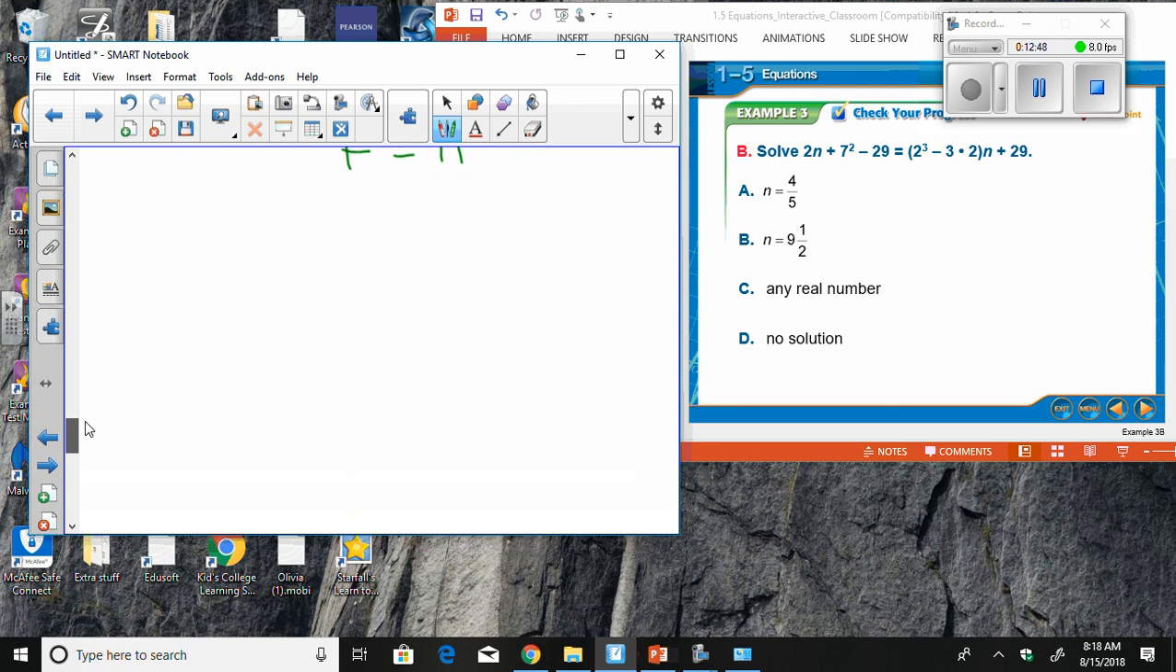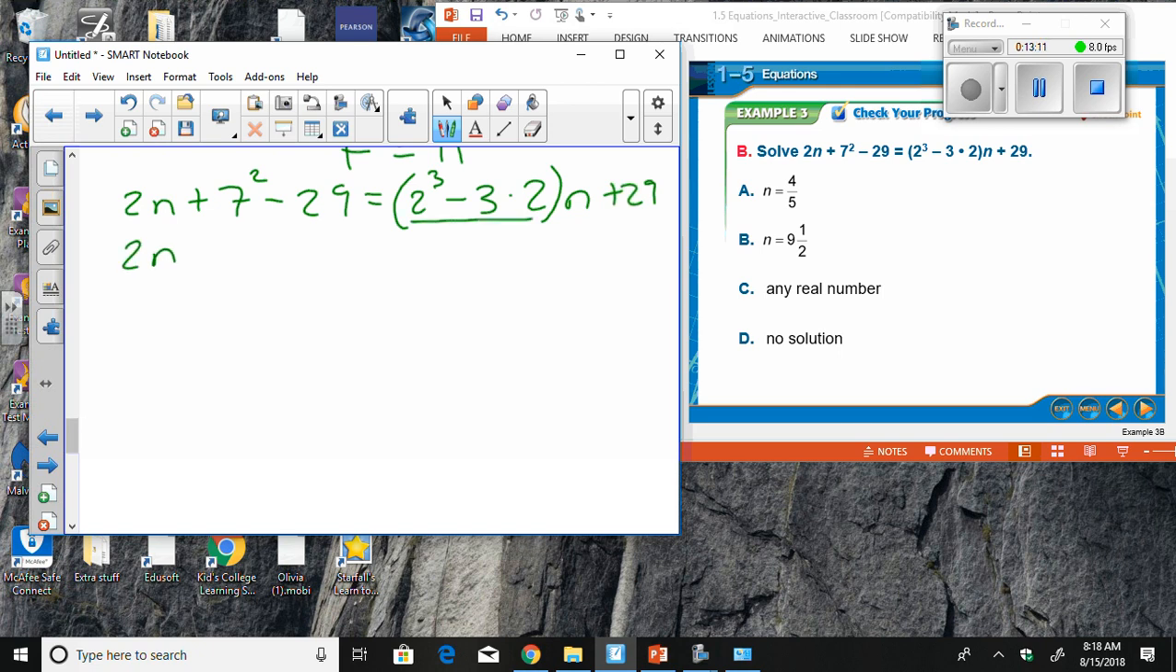Okay, next, we have 2n plus 7 squared minus 29 is equal to 2 cubed minus 3 times 2n plus 29. Okay. We have been doing distributive. I'm going to go ahead and do like terms and grouping in here. But starting on the other side, we have 2n plus 49 minus 29 is equal to, so this is 8.